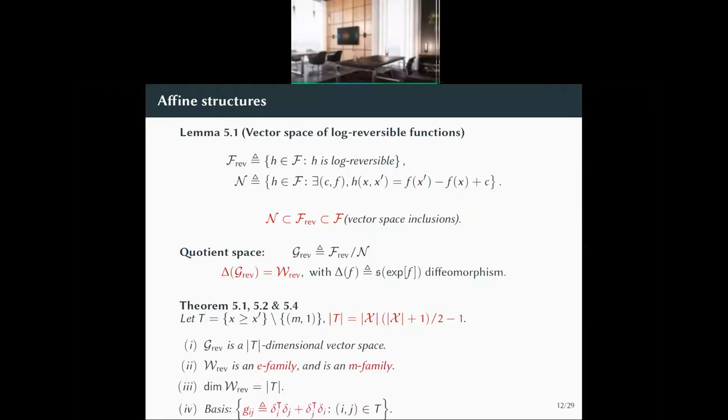So if I denote by T the edge set below the diagonal, including the diagonal, except you're removing one point of, let's say, the last line where you become overspecified, then you can see that its size is |X|(|X|+1)/2 minus 1. And G rev, this quotient here, is a T-dimensional vector space. This is enough for us to say that W rev is an E family, and it is also an M family. The dimension of this family is also T. And we construct the basis of g_ij for this G rev. This will just be the symmetric Kroneckers here.